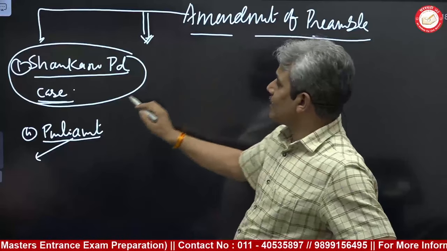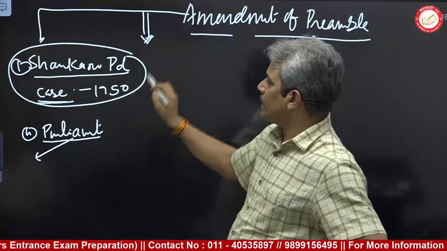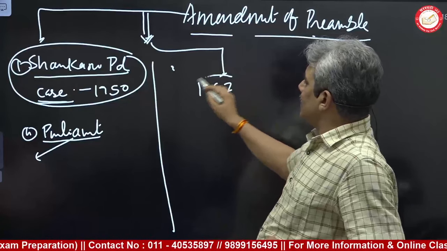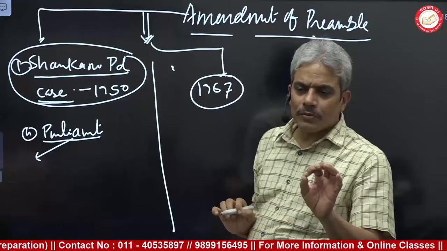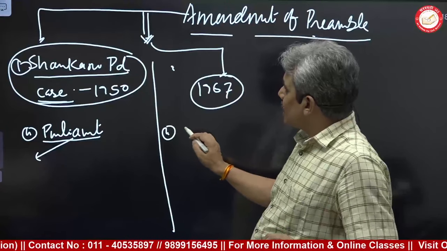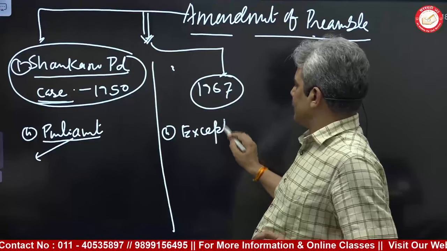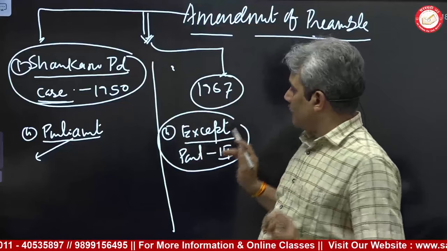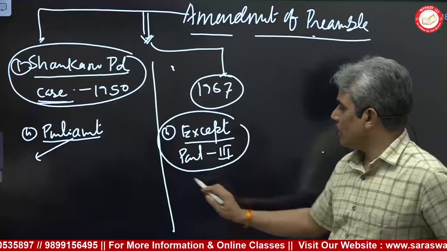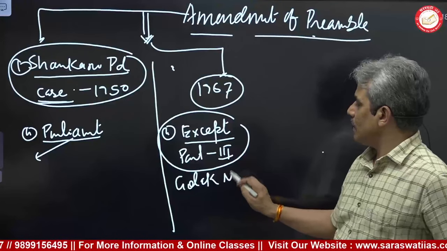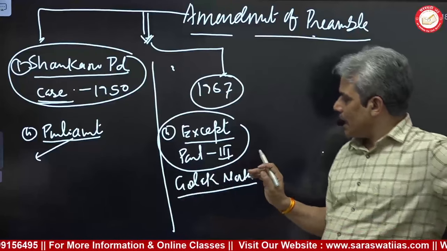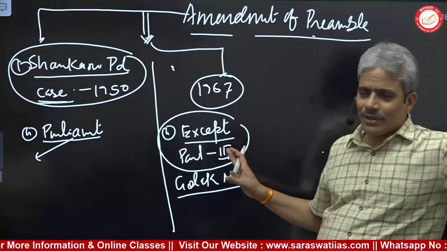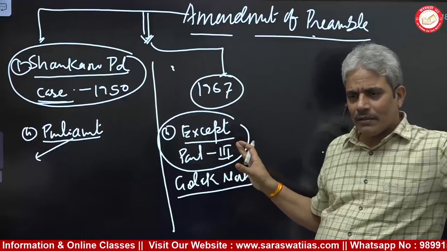But here, that case was in 1950, and again in 1967, suddenly the Supreme Court changed its own decision, and said that Parliament can change the constitution except Part 3. Why it said that, I will discuss later in fundamental rights. This was the Golaknath case. In Golaknath, the Supreme Court suddenly changed its earlier decision, and now says that except Part 3, anything can be amended by Article 368, because Part 3 is sacrosanct. What was the ground? I will tell you in fundamental rights.